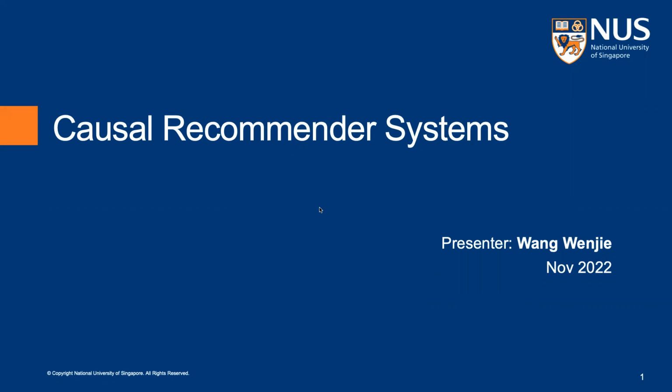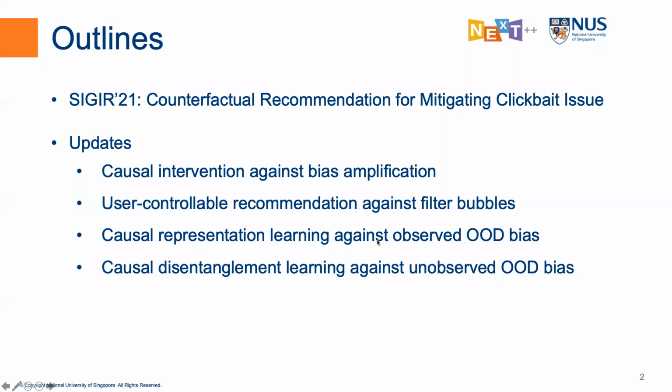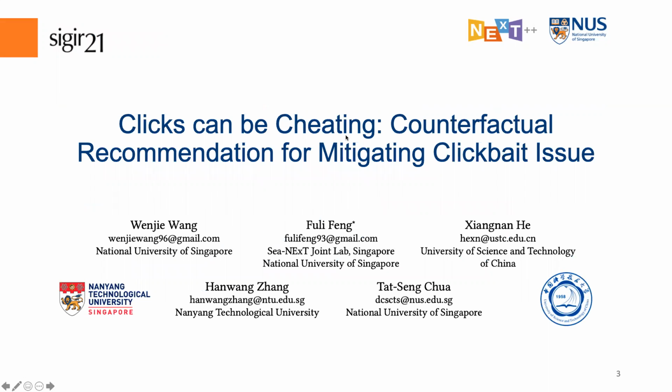Maybe I'll just jump to the outline. I will first introduce this work on counterfactual recommendation for mitigating the clickbait issue, and then some related works I have done recently, which I will only briefly introduce. So let's start from the first work. It's called Clicks Can Be Cheating: Counterfactual Recommendation for Mitigating the Clickbait Issue.